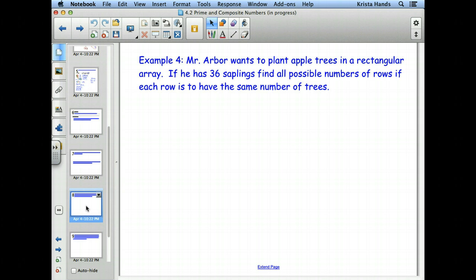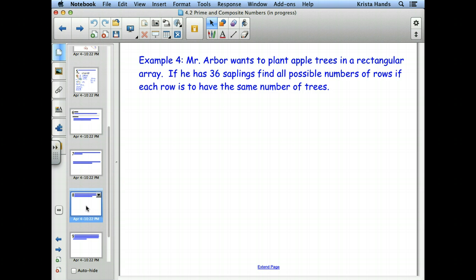And one other option. You could just have 1 row. So you could have, we'll say, 36 trees, 1 row, or you could say he has 1 tree in each row. There's 36 rows. It's a little awkward to say it that way, but you could say it that way.